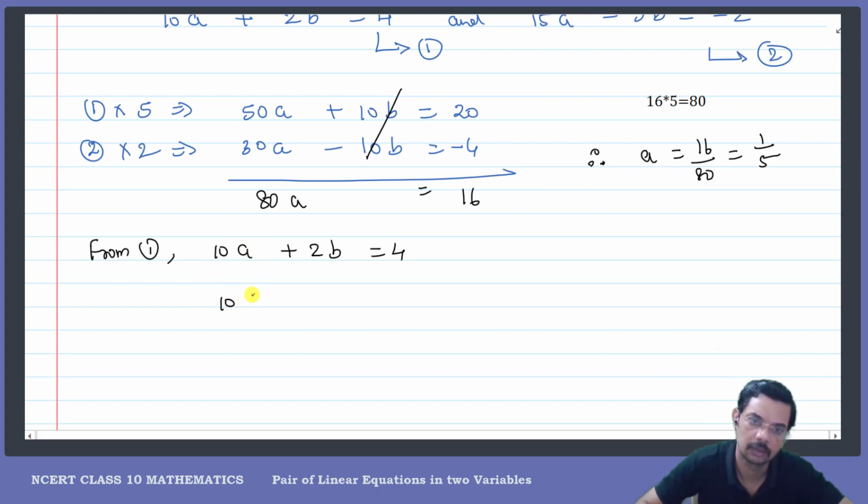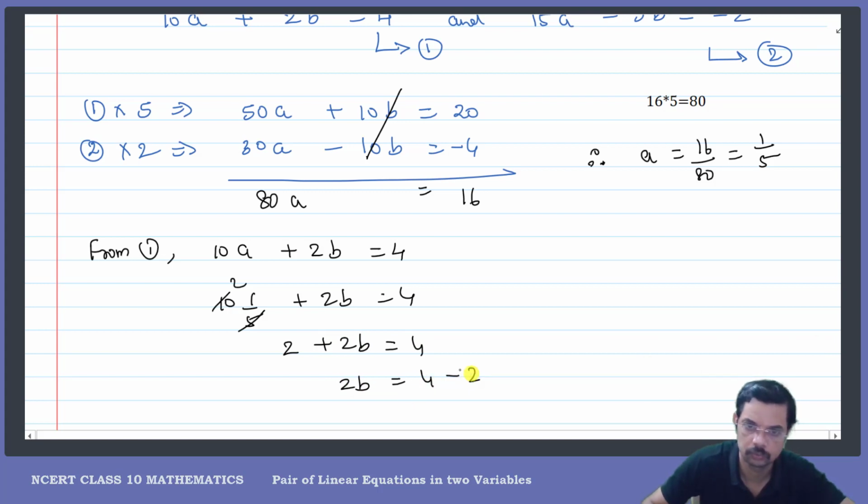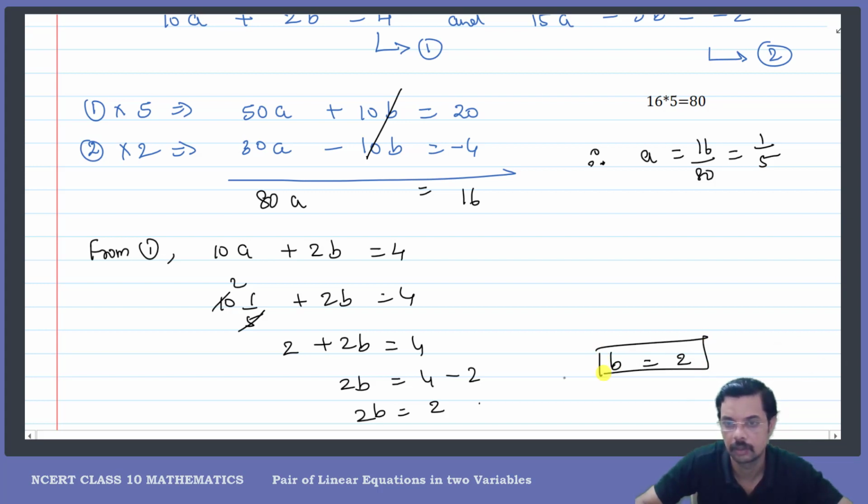So this is 10 into 1 by 5 plus 2b equal to 4. So 5 2s are 10. Now I can take this as 2 plus 2b equal to 4. So 2b equal to 4 minus 2, that is equal to 2. So therefore b is equal to 2. This is what we are getting. Okay, b equal to 2 and a is equal to 1 by 5.